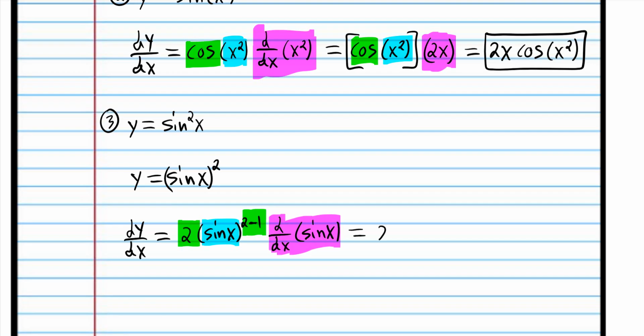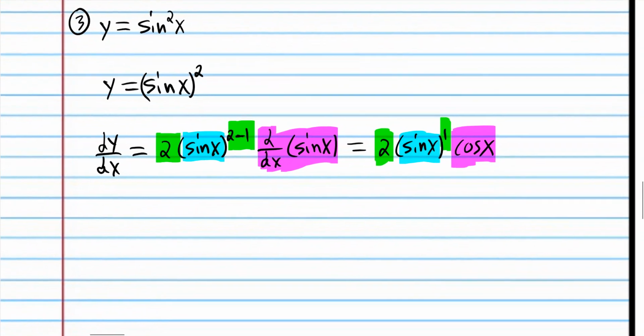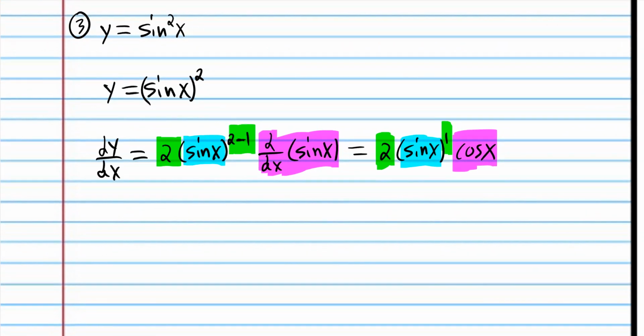Alright, so we have 2 times sine x to the first power times the derivative of sine, which is cosine. Remember, we learned that in the previous class. The derivative of sine is cosine. And we have 2 times sine x times cosine x.